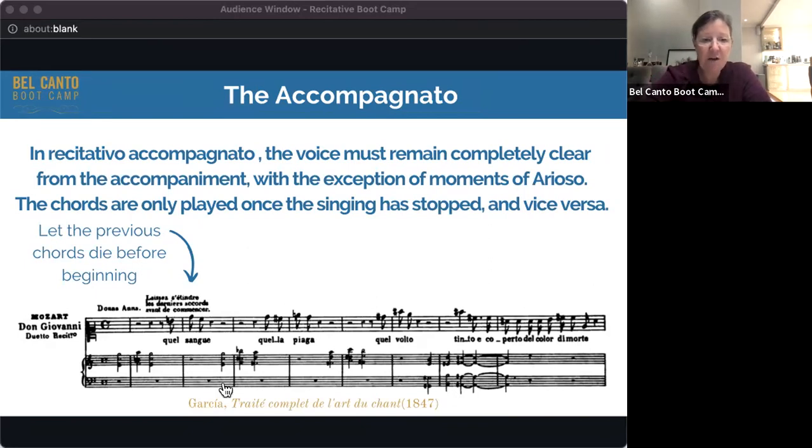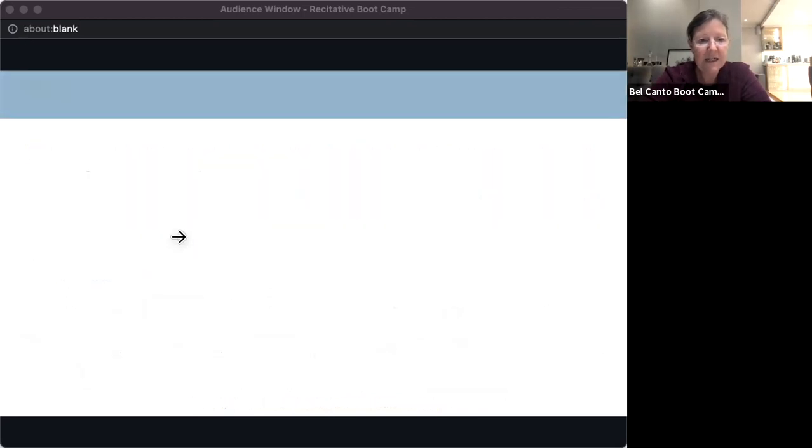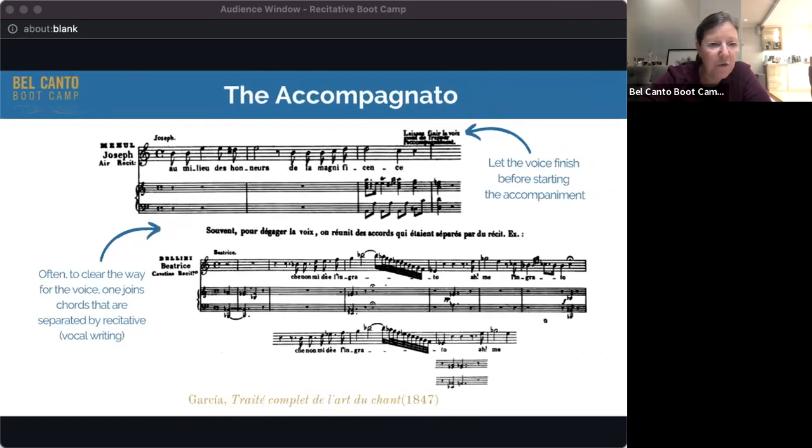And here are examples from Mozart's Don Giovanni, and here are examples from the aria of Joseph in an opera by Mehul, which we do not know these days, but this one from Bellini's Beatrice. And so you will see that the orchestra starts playing while the singer is singing, but here he writes, let the voice finish before starting the accompaniment, okay? There are some examples like that that we will get to, not today, but when I get to Michigan.